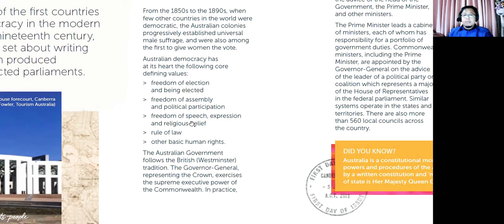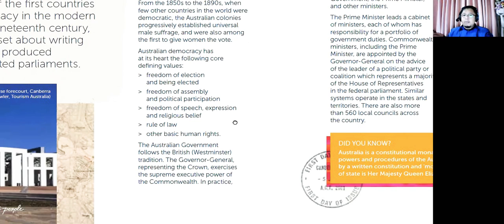First one, freedom of election and being elected, freedom of assembly and political participation, freedom of speech, expression, and religious belief, rule of law, and other basic human rights. Jadi 5 nilai inilah yang menjadi poin utama dari demokrasi yang ada di Australia.